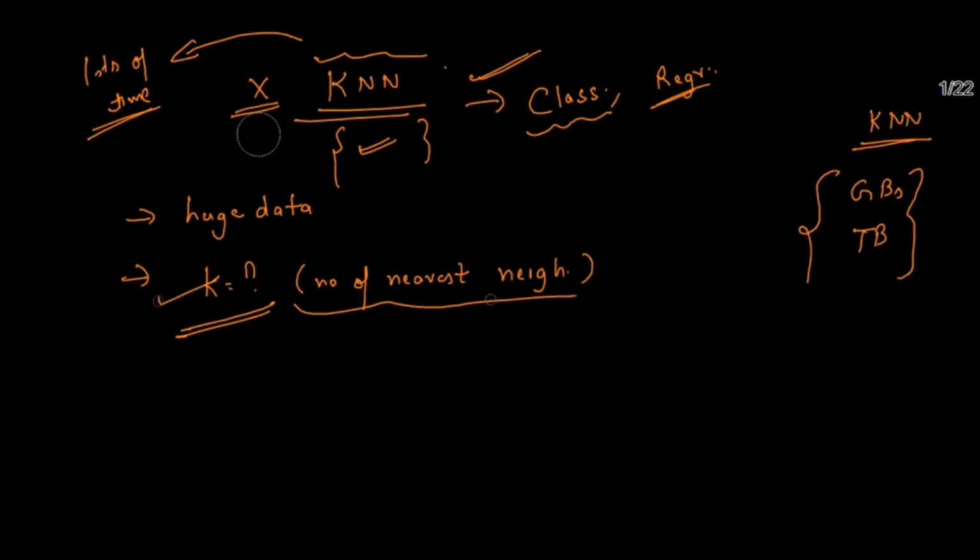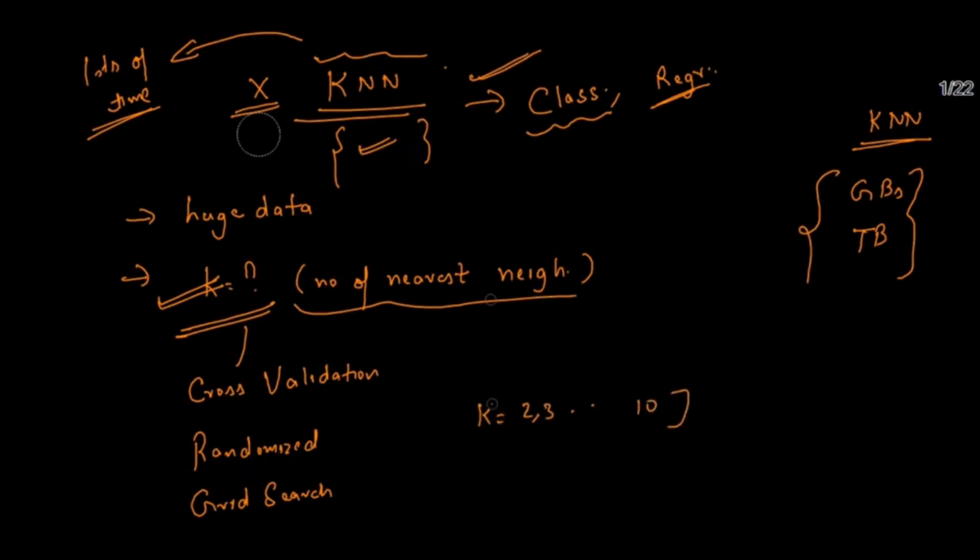So the question is how we have to calculate this K. Basically there are two major approaches. The very first one is to just use cross validation, in which you can go ahead with randomized search CV, which you have often heard about, and grid search CV. You can just put some values of K, let's say 2, 3 till 10, and definitely you will get the best value of K suitable for your use case. That's what randomized search and grid search will do.